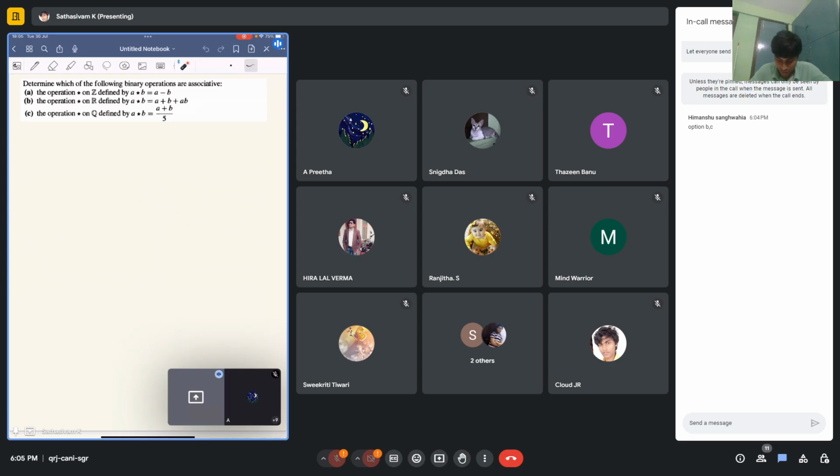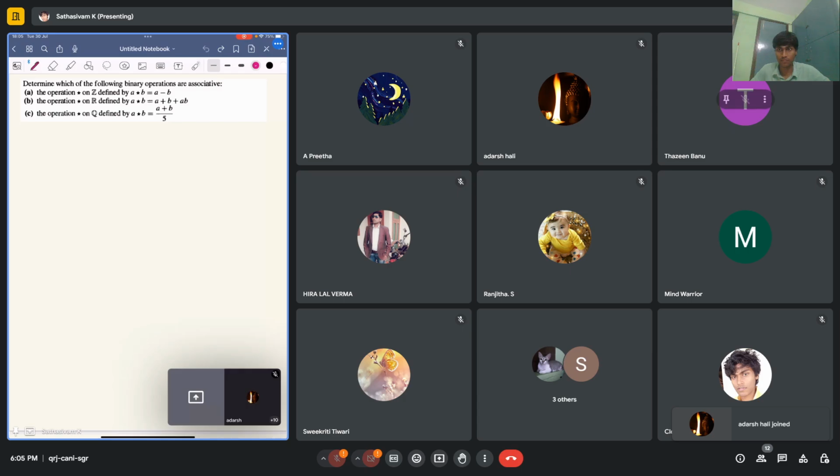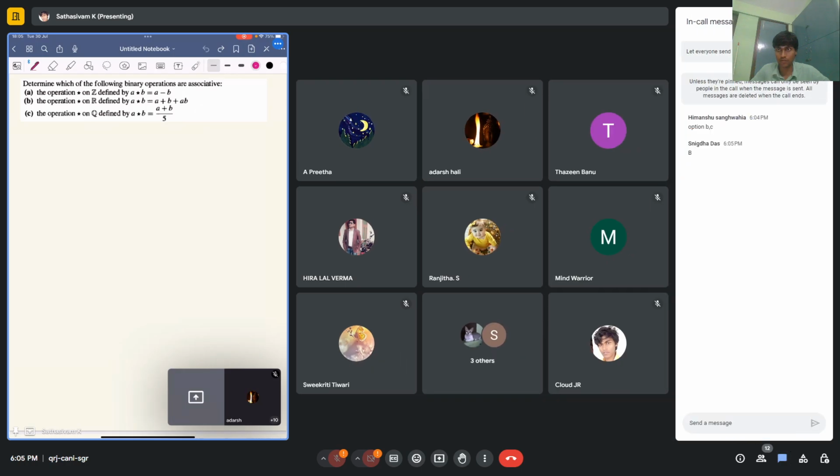Yeah, so you're telling option B and C are associative. Okay, I think somebody is telling option B and C are associative. Let's see if it is true. Okay, let's start one by one. Let's look at the first one first.